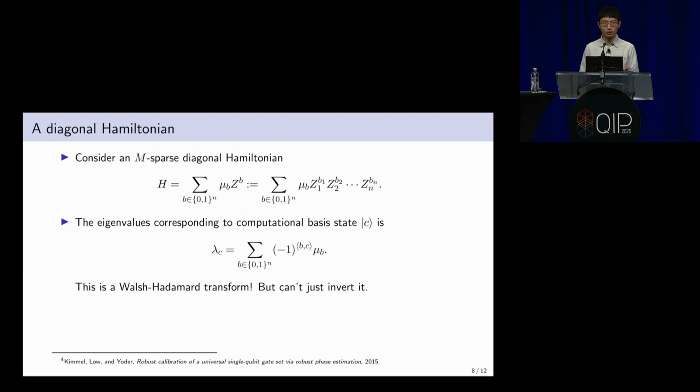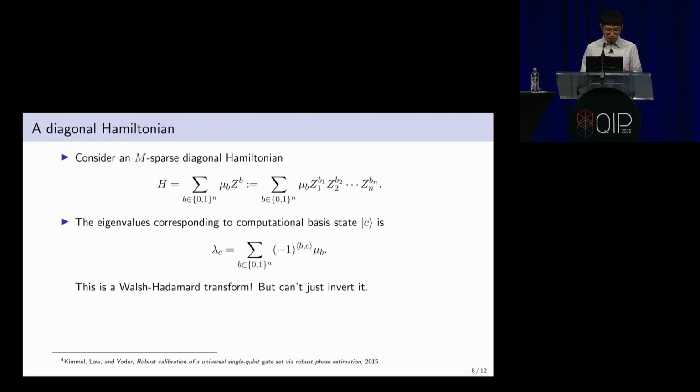Because this is a diagonal Hamiltonian, we know the eigenvectors, which are just computational basis states, and corresponding to each computational basis state, we have an eigenvalue, which is related to the coefficients via the Walsh-Hadamard transform. So a direct way to get the coefficients mu_b is just to estimate all the eigenvalues, invert the Walsh-Hadamard transform, and then you get all the coefficients. Right? But in order to do that, we would need to get all the eigenvalues, and there are 2 to the n many of them, which is not something we want to do.